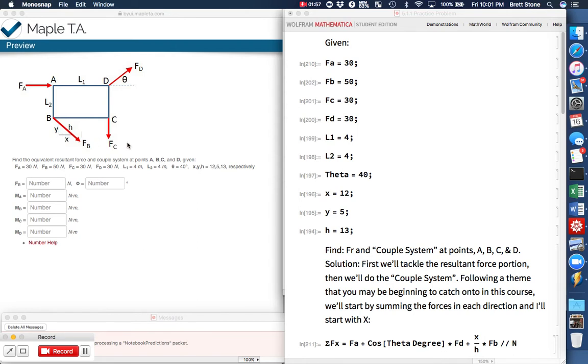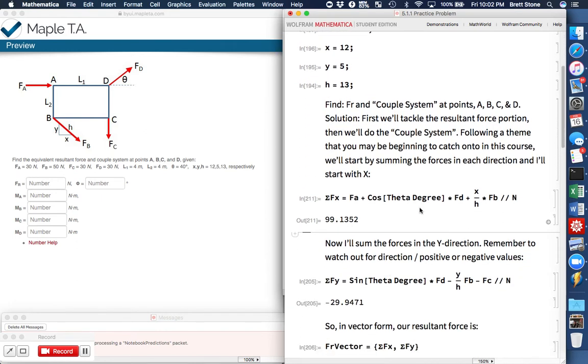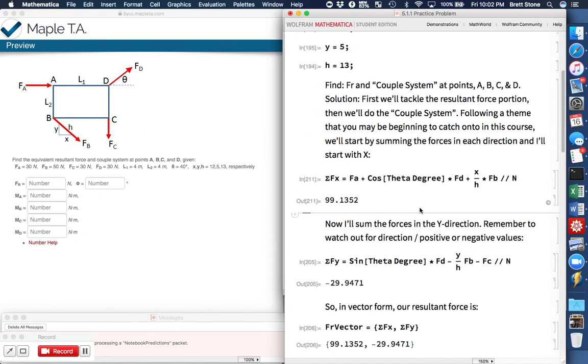So then you'd add up all the forces in the y, you'd add up all the forces in the x, you'd take the square root of the sum of the squares, so the square root of the sum of the forces in the x squared plus the sum of the forces in the y squared, and that would give you the magnitude of the force resultant. And that's what they're looking for. And I'll post this Mathematica notebook so you guys can follow along if you want.